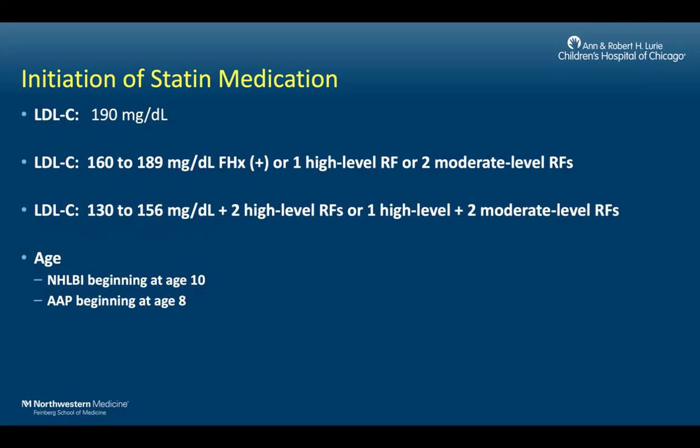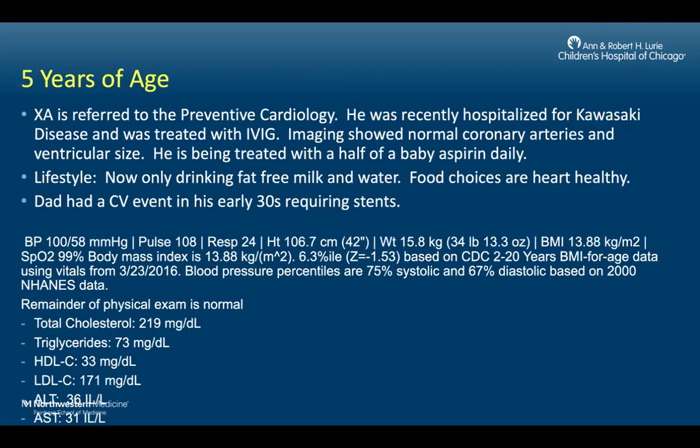Our NHLBI guidelines set this at 10 years of age, and the AAP actually came out with an earlier recommendation, actually at age 8. In some patients, I've really started them even earlier. So the last case I have real quickly was a 5-year-old who was referred to me who just had Kawasaki's disease with no coronary artery disease. His LDL was 171 when I saw him. His father, who was in great shape, had a cardiovascular event in his early 30s requiring stents. This family ate very healthy.